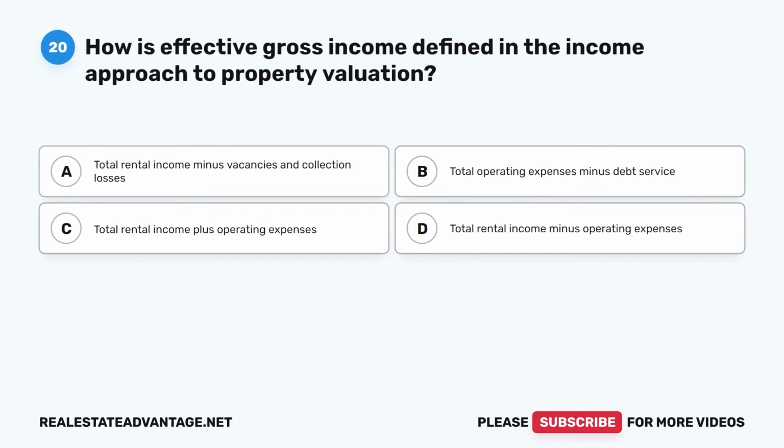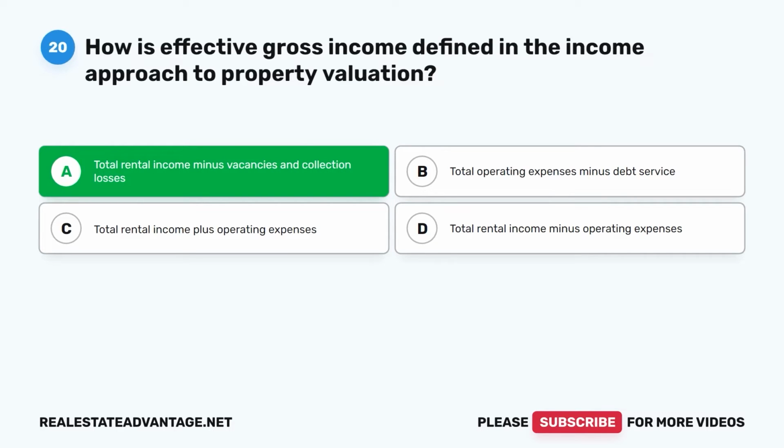Question 20. How is effective gross income defined in the income approach to property valuation? A. Total rental income minus vacancies and collection losses. B. Total operating expenses minus debt service. C. Total rental income plus operating expenses. D. Total rental income minus operating expenses.